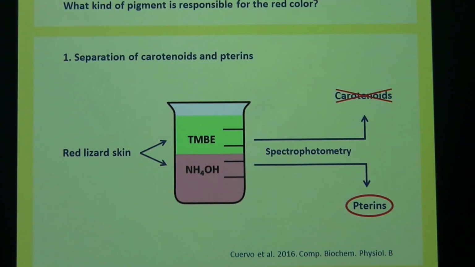To answer this question, we separated carotenoids from pterins in a sample of red skin from the lizard using different solvents. Carotenoids should remain in the upper phase and pterins in the lower phase. Using absorbance spectrophotometry, we found that there were pterins but not carotenoids in the sample.